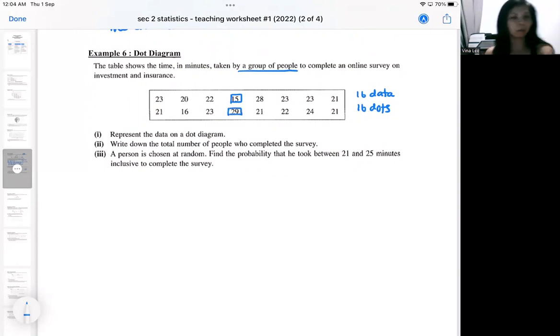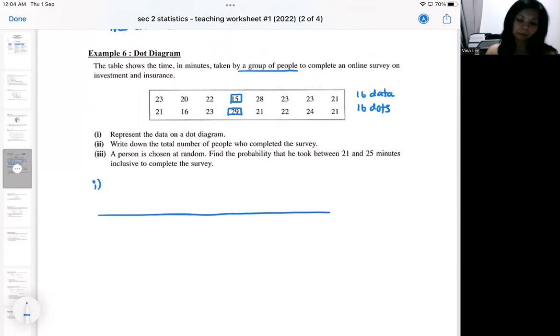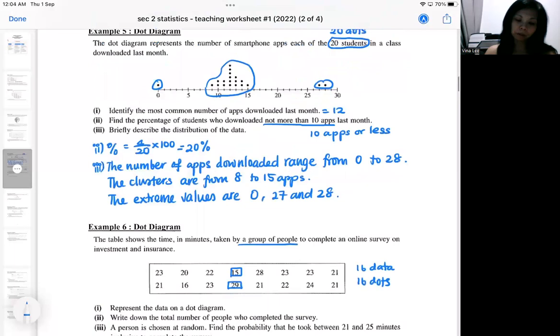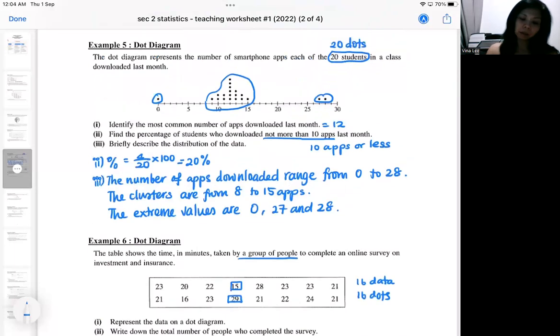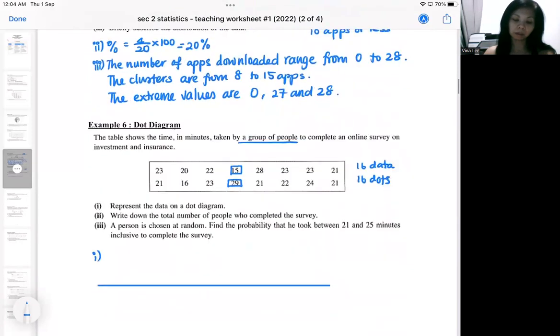So you always need to ask yourself, what is the smallest data? What's the biggest data? Why do we need to do that? Because I need to have a proper scale first, like the previous one. Can you see it's from 0, 5? There's a regular interval. So I also need a regular interval.